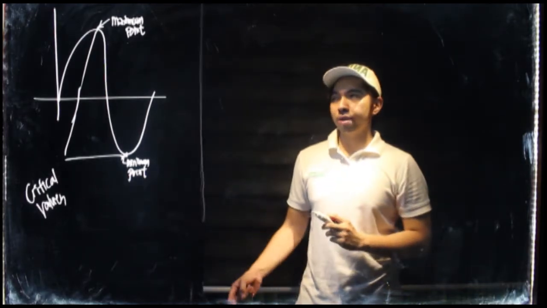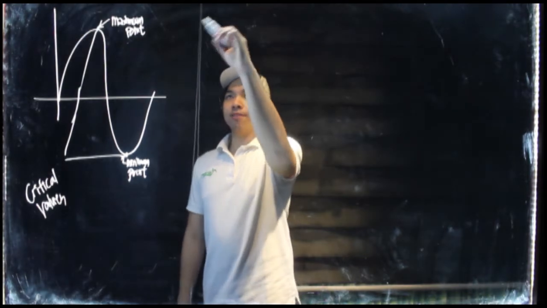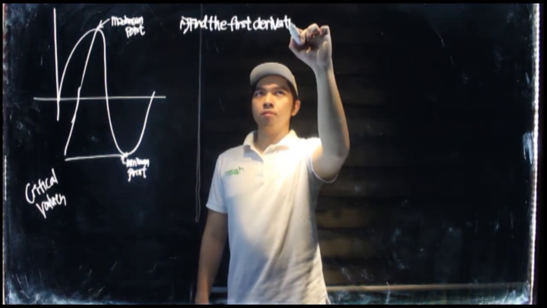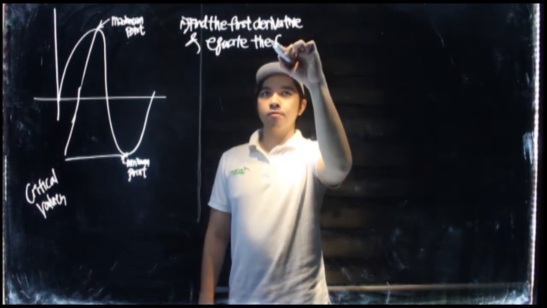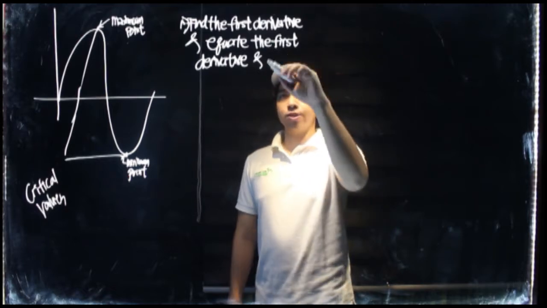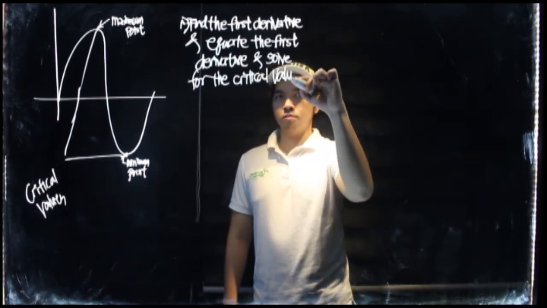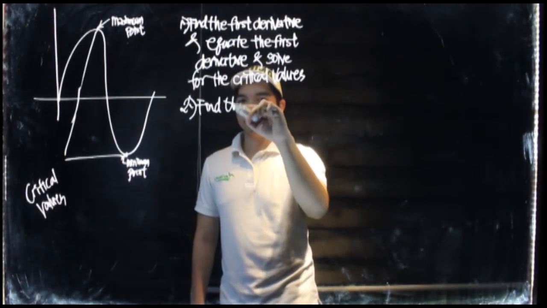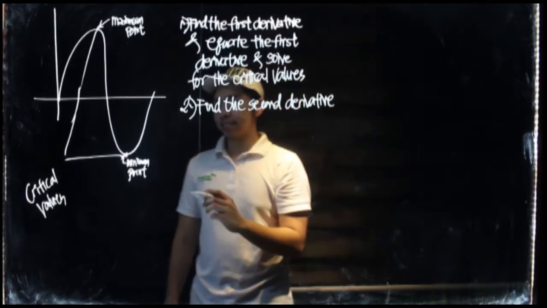So what are the things that we should bear in mind in solving optimization problems or this kind of application? The first thing that we should remember is that we should find the first derivative, and equate the first derivative to zero and solve for the critical values. Second, find the second derivative, so that you'll know if the function is a minimum point or maximum point.